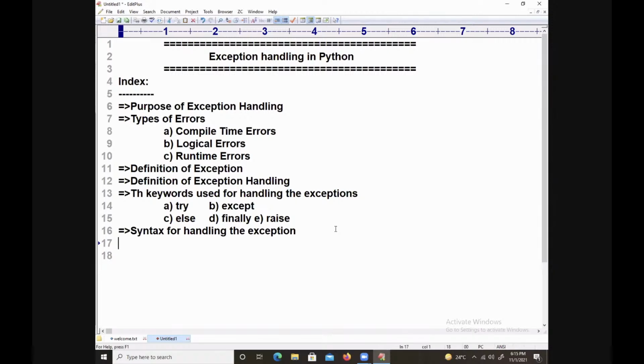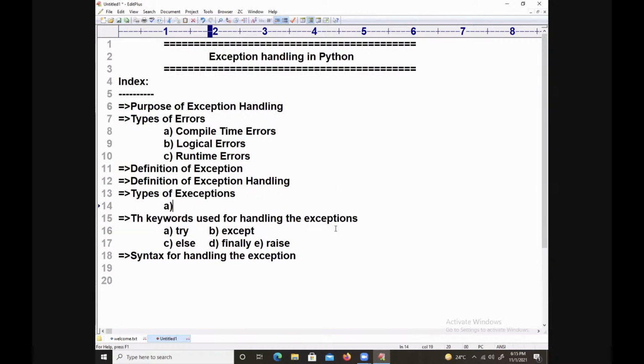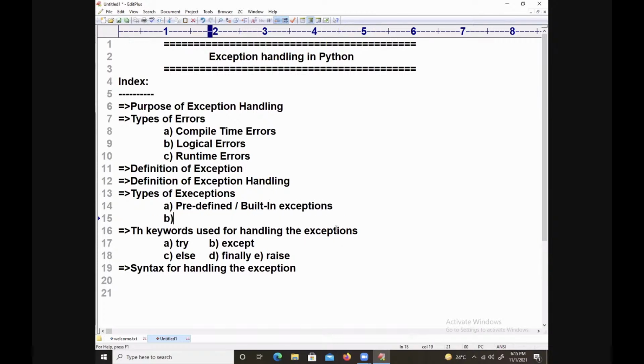Carefully try to listen. Next we are going to understand types of exceptions. There I will write this point. Here only, types of exceptions. There I am going to talk about predefined exceptions, also called built-in exceptions. B is called programmer defined exceptions.